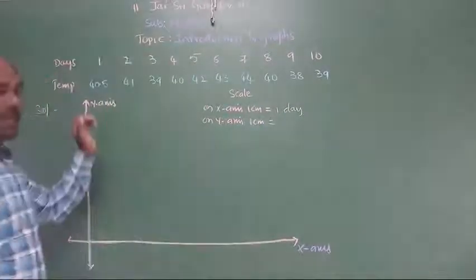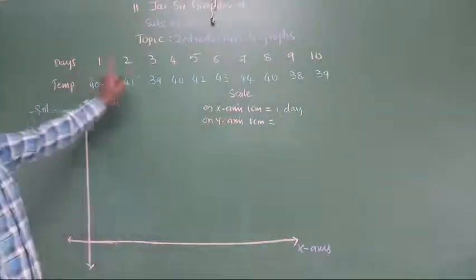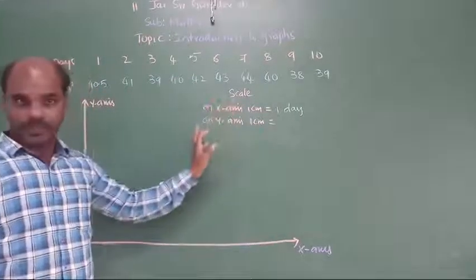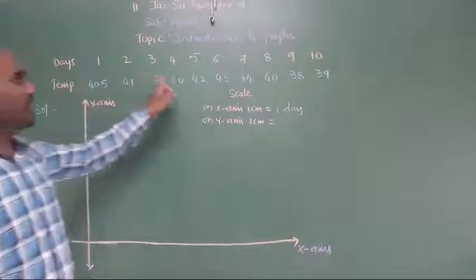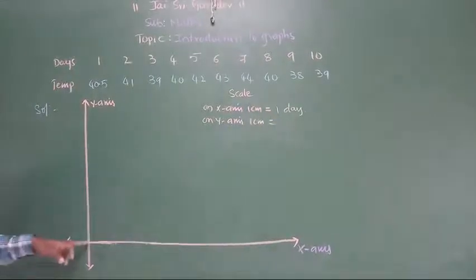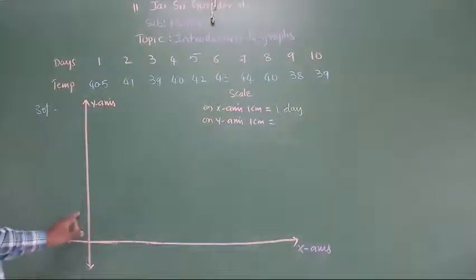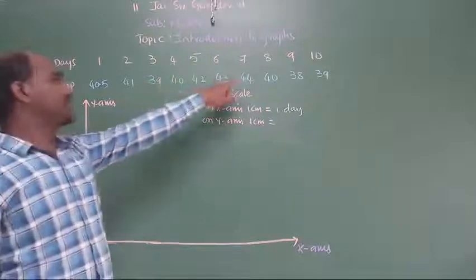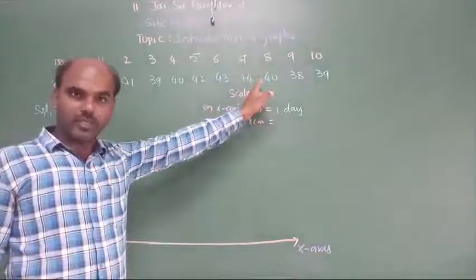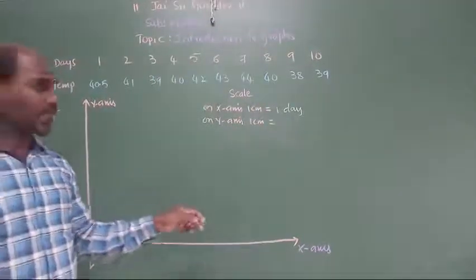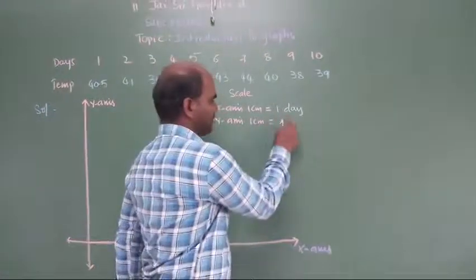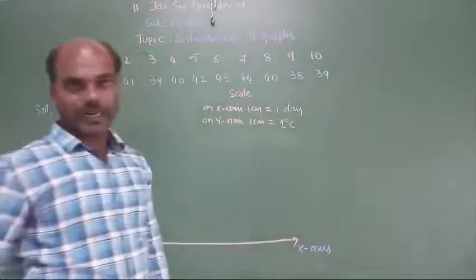Next, on the y-axis. See children, the temperature starts from 40.5 on the first day. We have to observe what the lowest value is. The lowest value is 38. From here, 0 to 38 we have to take, and then 38, 39, 40, 41, 42, 43, 44 at the highest. On the y-axis also, 1 centimeter equals 1 degree Celsius.